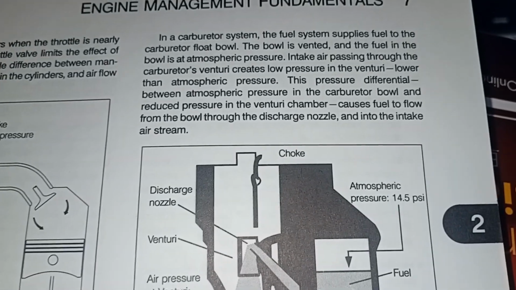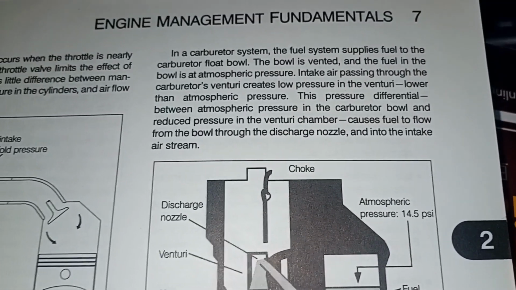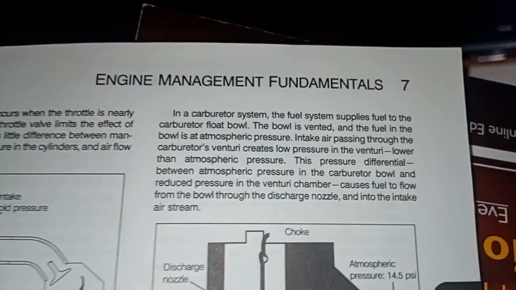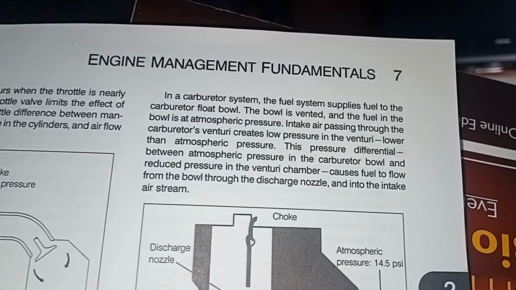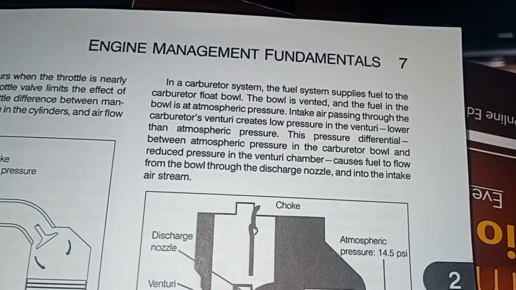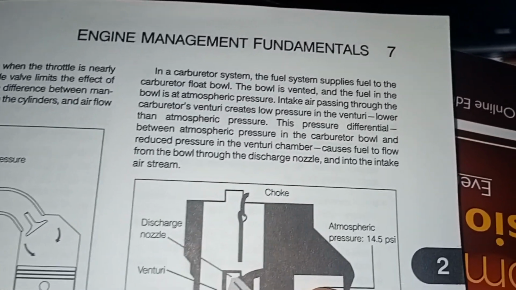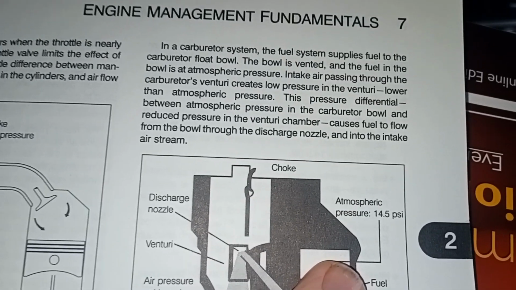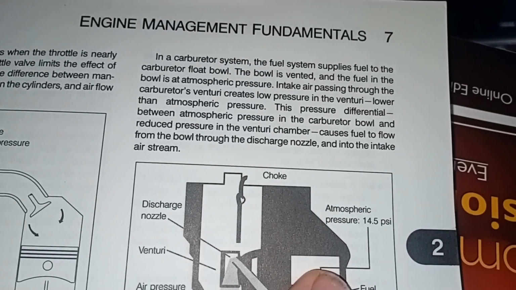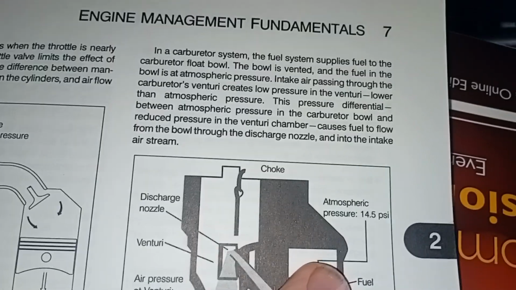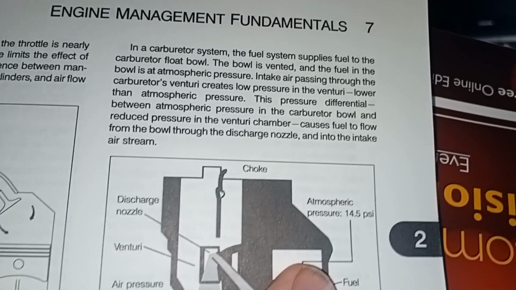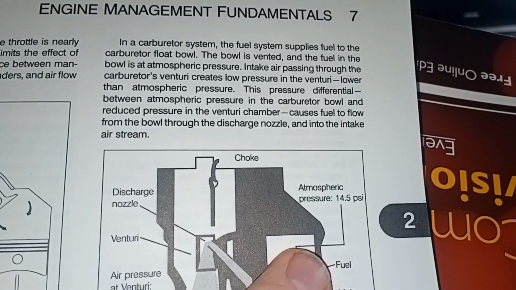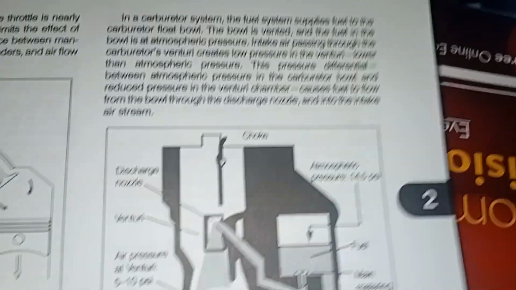I'll just repeat that actually. In a carburetor system, the fuel system supplies fuel to the carburetor float bowl, which is that thing. The bowl is vented and the fuel in the bowl is at atmospheric pressure. Intake air passing through the carburetor's venturi creates low pressure in the venturi, lower than atmospheric pressure. The pressure differential between atmospheric pressure in the carburetor bowl and the reduced pressure in the venturi chamber causes fuel to flow from the bowl through the discharge nozzle and into the intake airstream.